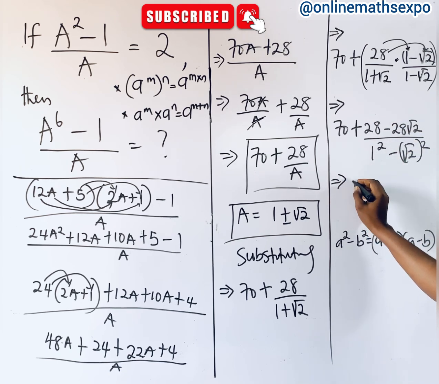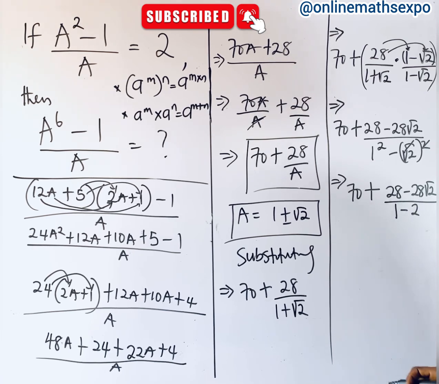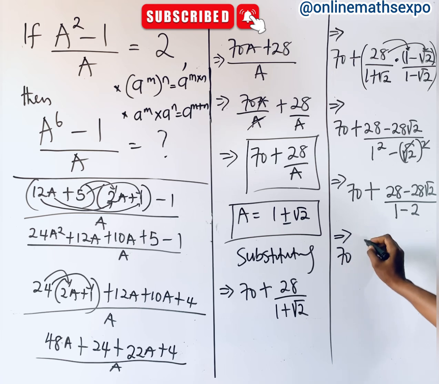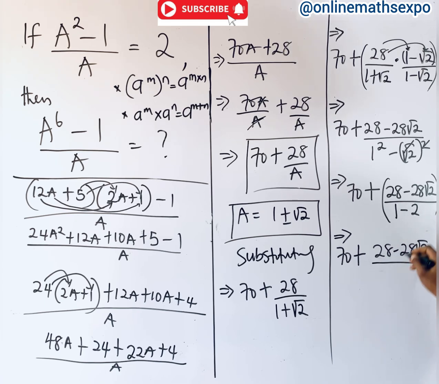So we're going to now have 70 plus, we are having 28. Please, you cannot subtract this, they are unlike terms. Okay, so you still have it as 28 minus 28 root 2 all over. 1 squared is 1, and this square will cancel the square root, you have -2. So if you simplify this, you are going to have 70 plus 28 minus 28 square root of 2. If you subtract this, it gives you -1. So we're going to use this -1 to divide this numerator.